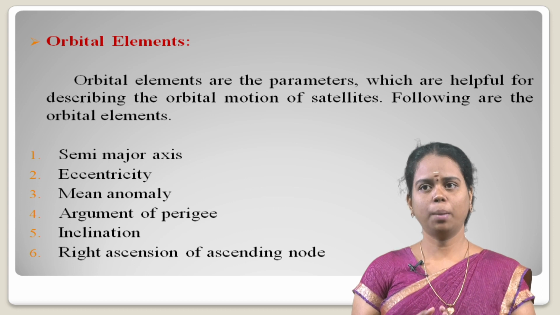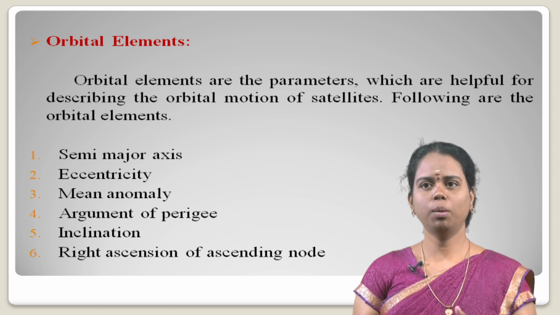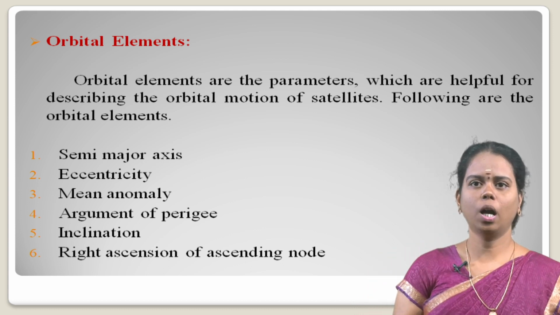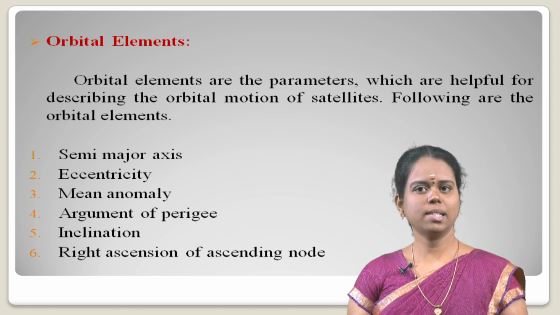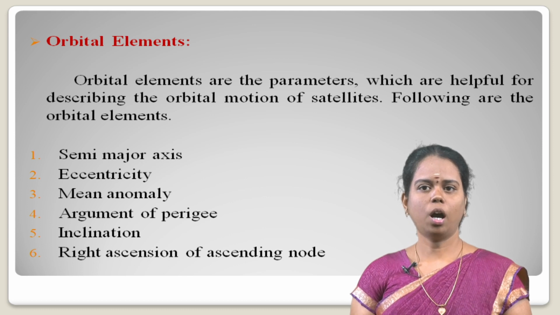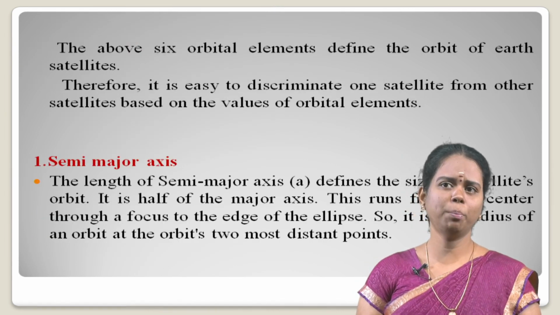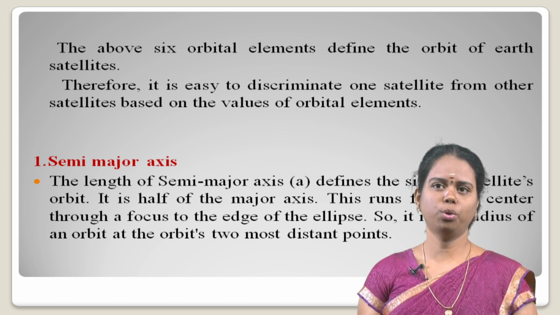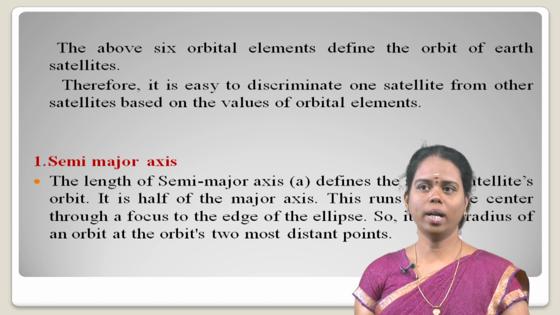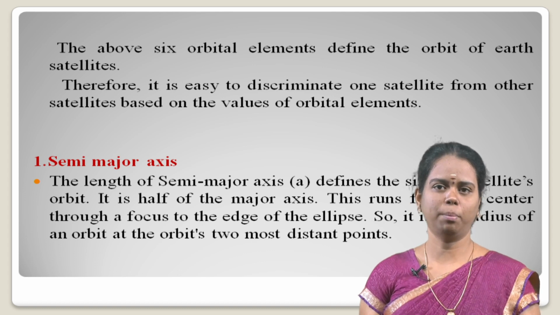Orbital elements are the parameters which are helpful for describing the orbital motions of a satellite. Following are the orbital elements: semi-major axis, eccentricity, mean anomaly, argument of perigee, inclination, right ascension of ascending node. The above 6 orbital elements define the orbit of Earth satellites. Therefore, it is easy to discriminate one satellite from another based on the values of the orbital elements.